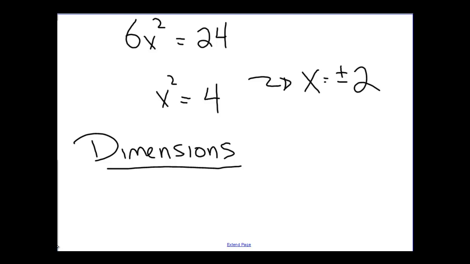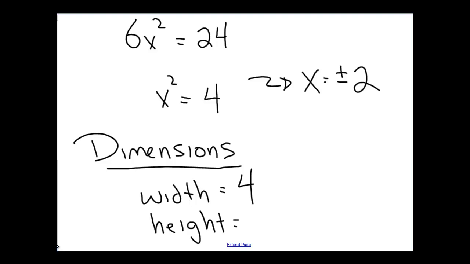X is 2, so that means that the width of our rectangle will be 4 units, and then the height of our rectangle will be 12 minus 2 squared, or 12 minus 4. The height will be 8. So a 4 by 8 rectangle will be the largest rectangle that will fit in the area underneath that parabola.